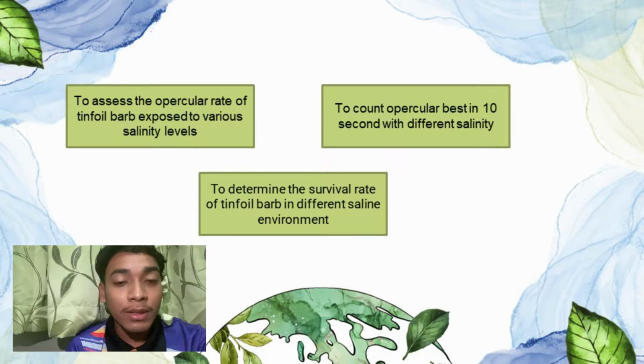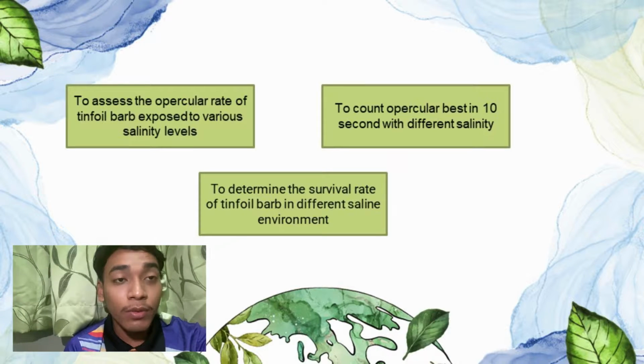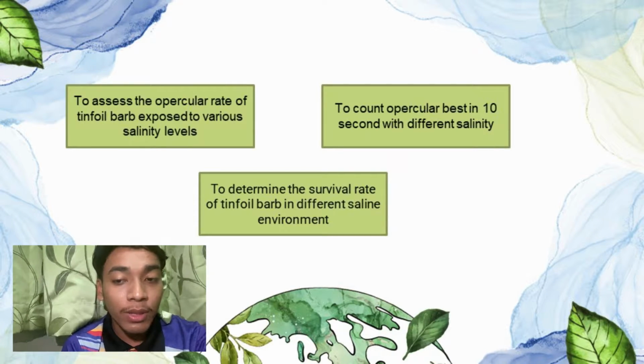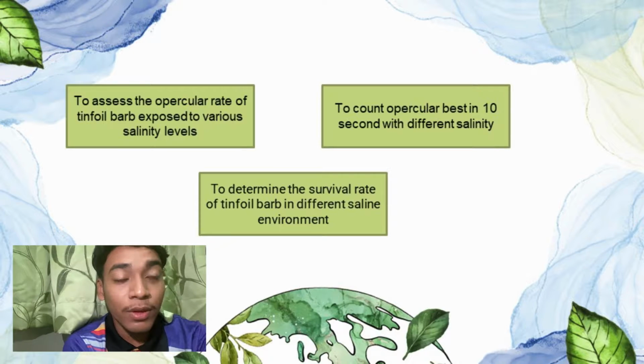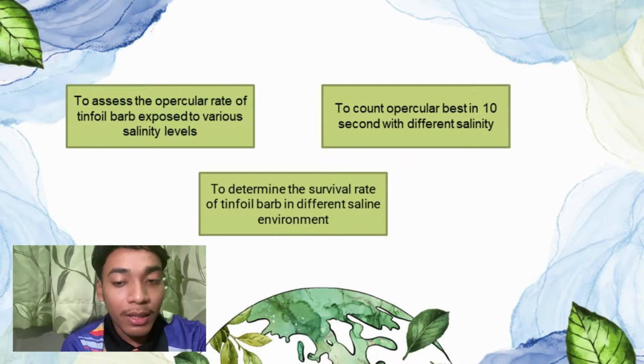The first objective is to assess the opercular rate of tinfoil barb exposed to various salinity levels. The second objective is to count opercular beat in 10 seconds with different salinity. And the last objective is to determine the survival rate of tinfoil barb in different saline environments.